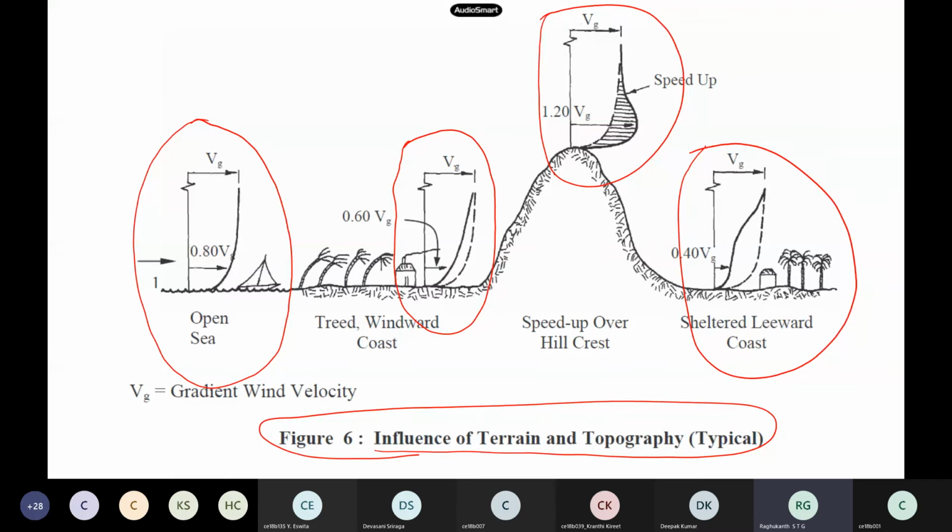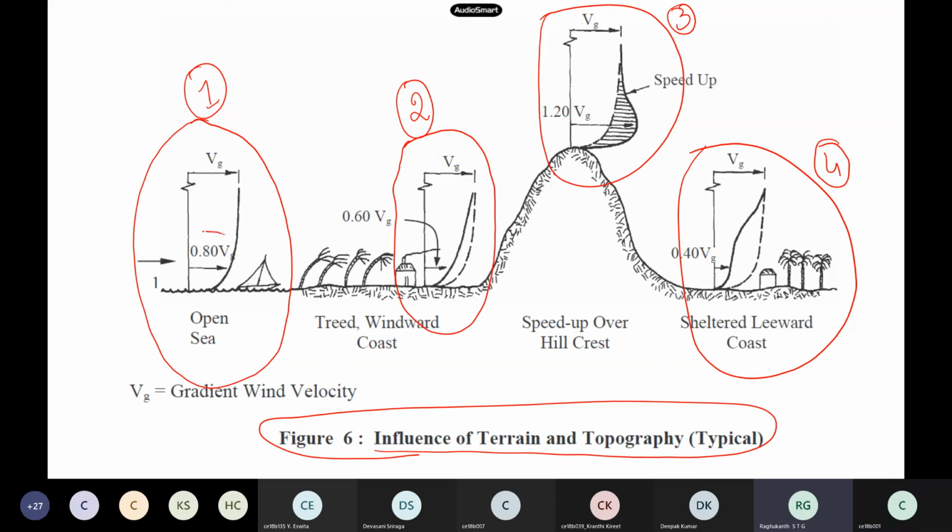Now where is the wind speed very high? Among 1, 2, 3, 4, where is the wind speed very high? Sir, 1. If I take this as 1, this is 2, then this is 3 and 4. So where is the wind speed very high? Sir, in 1, near the open sea, the wind speed is high.